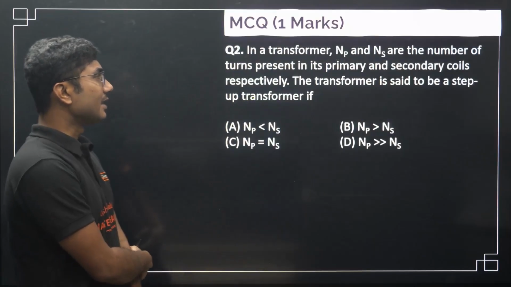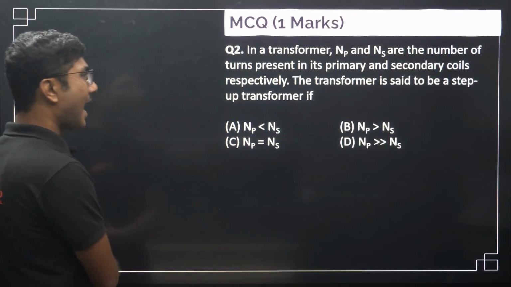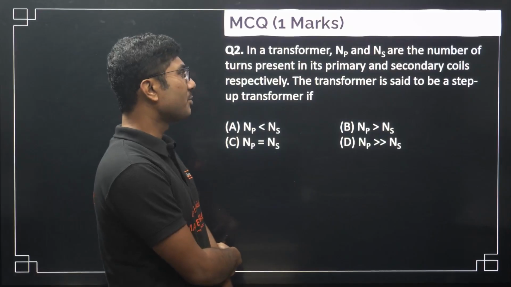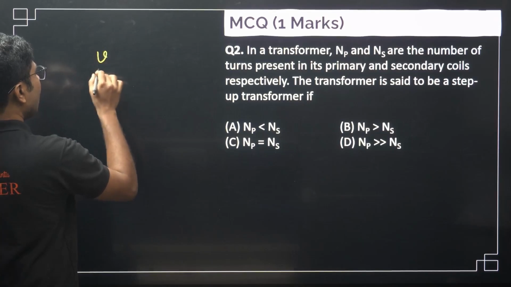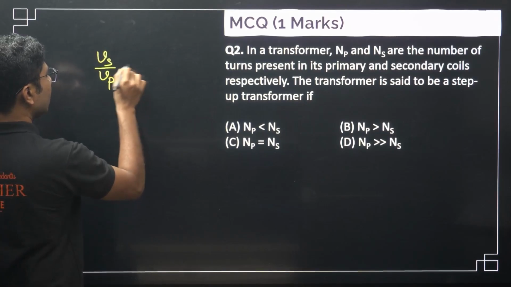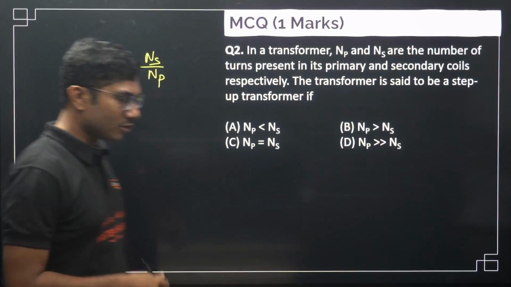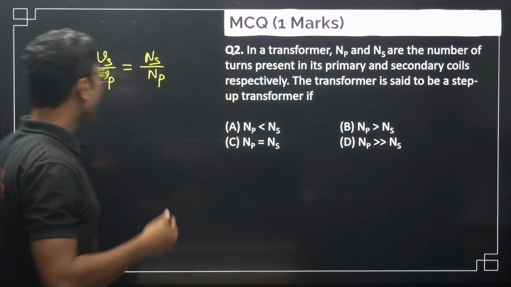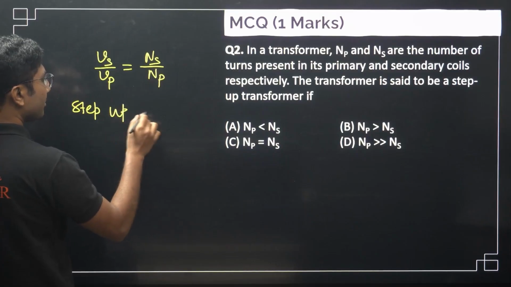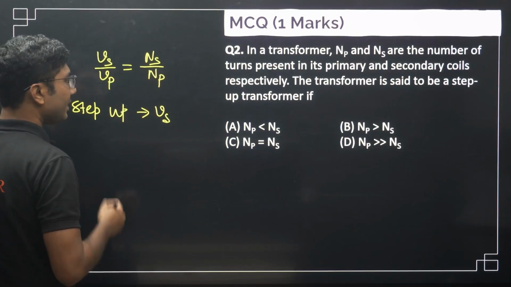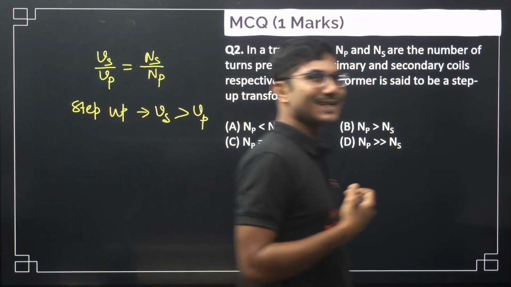Next question, in a transformer, NP and NS are the number of turns present in the primary and secondary coils respectively. The transformer is said to be a step-up transformer. So we know that Vs by Vp equals Ns by Np. Now for a step-up transformer, step-up means it is increasing the voltage. So the value of Vs must be greater than the value of Vp. Vp is primary, Vs is secondary, right?